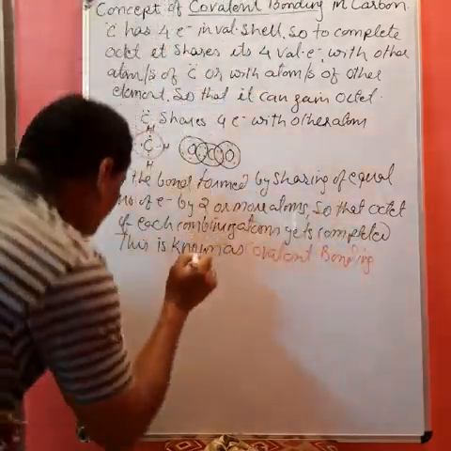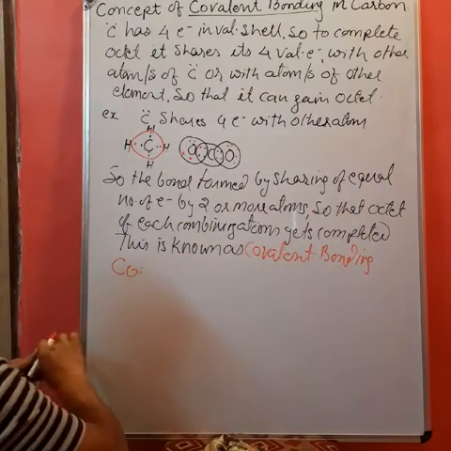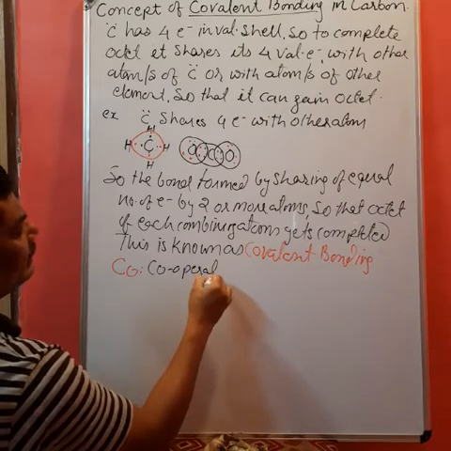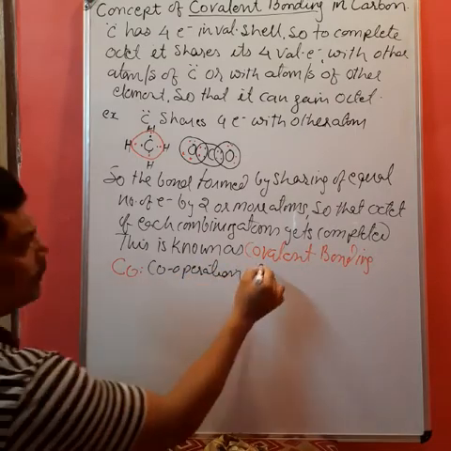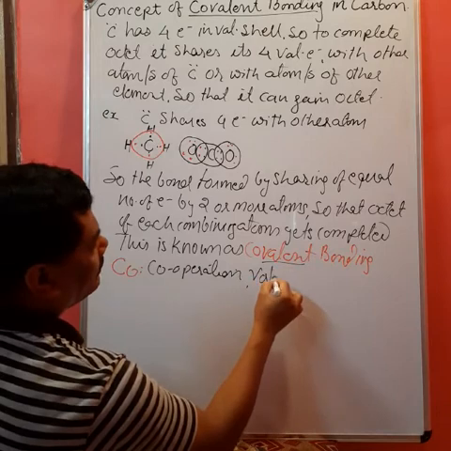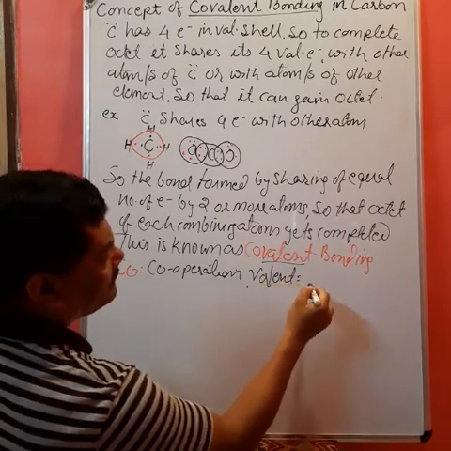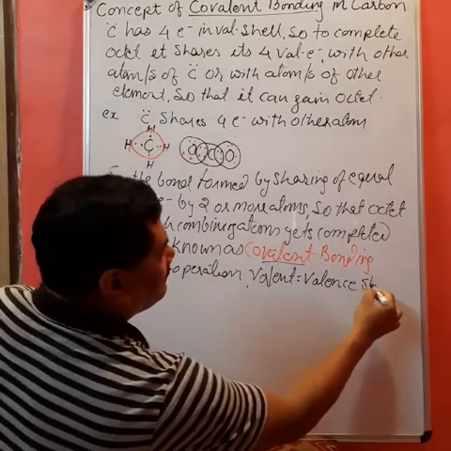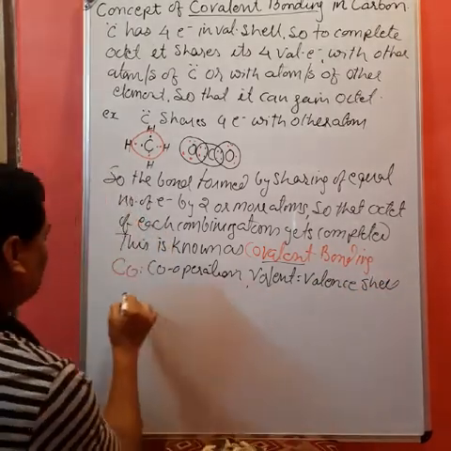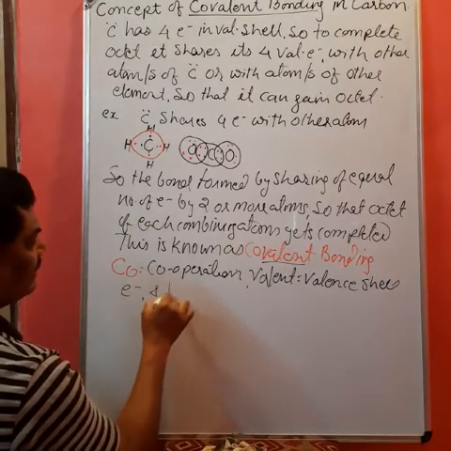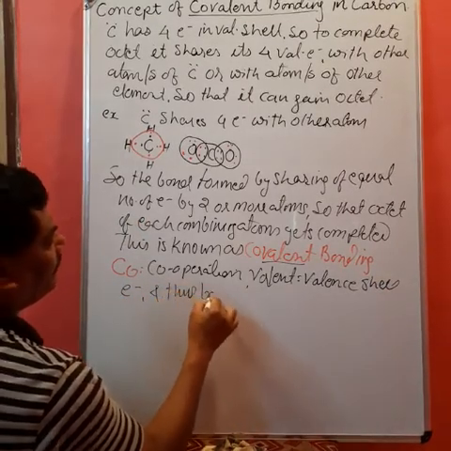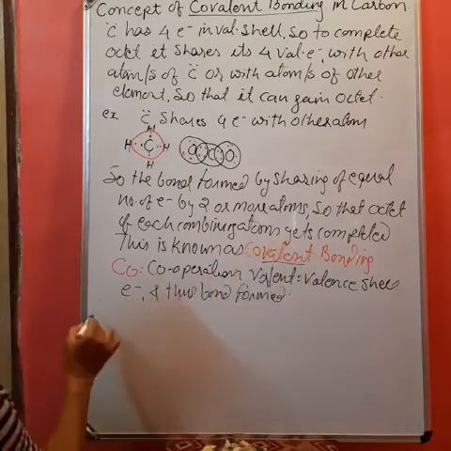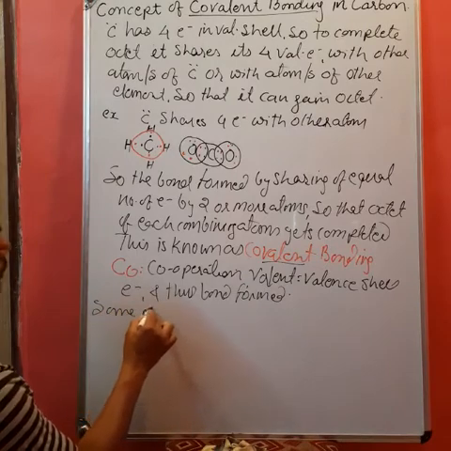Getting? Student, covalent, that is what? Cooperation. And valent means what? Valence shell electron. And thus the bond formed is called covalent bonding. Some more examples.